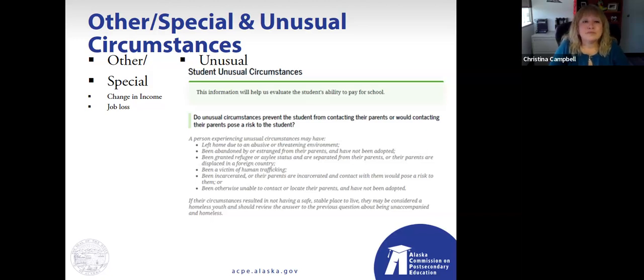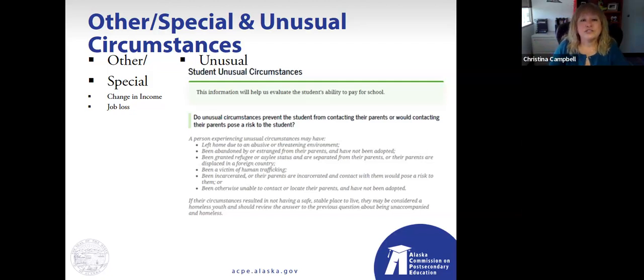If it's an other or special circumstance, that would be something more along the lines of, we needed the 2021 tax information, and in the year 2021, we made $1 million with our business. But last year, just before school started, we went bankrupt. That's an other or special circumstance. Or my dad, who is the sole provider of our family, just lost his job, or my parents just retired. These are other special circumstances that are different from unusual circumstances.